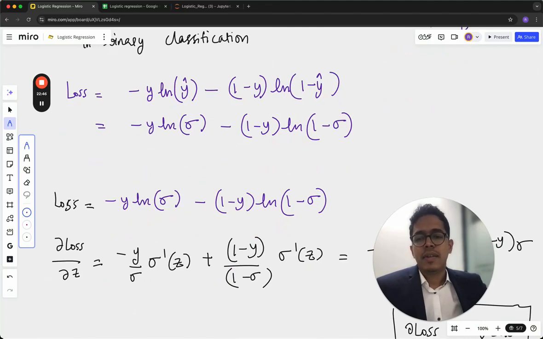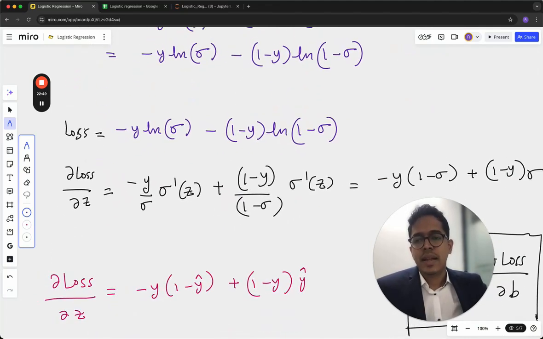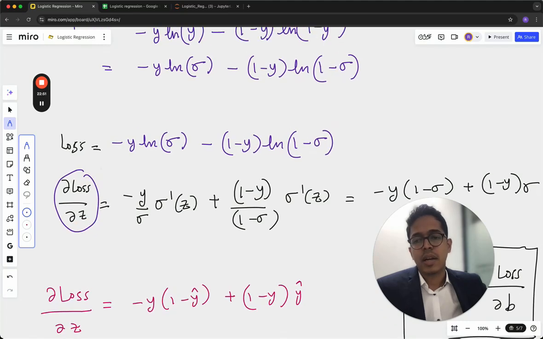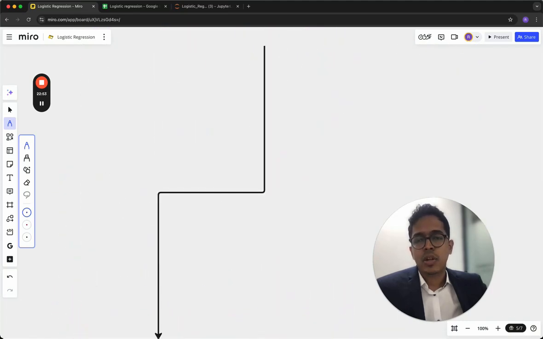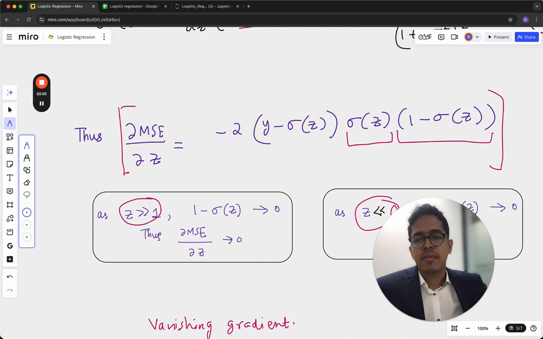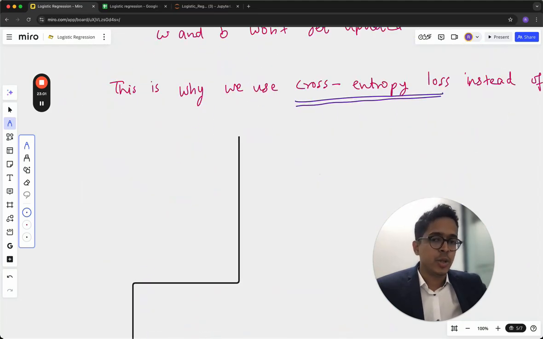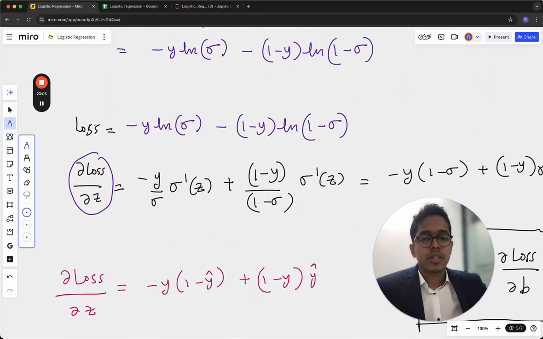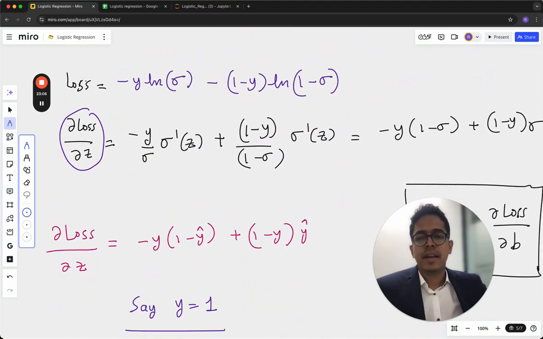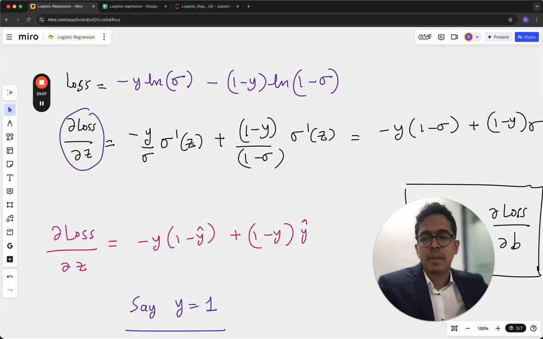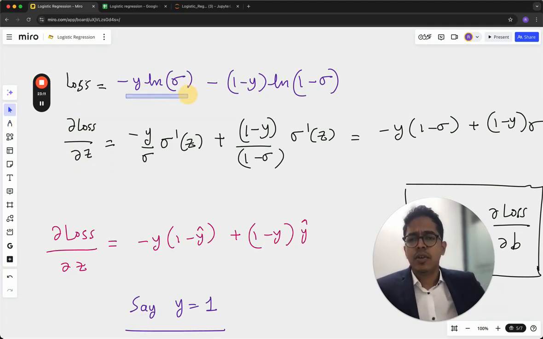Now, once we have the cross entropy loss, let's see how the loss function's derivative looks this time. Previously, we saw that dou loss by dou z, which is also the same as dou mean squared error by dou z, had this format, and it had the vanishing gradient issue. What if we have cross entropy loss? In cross entropy loss, we can easily calculate the mathematical form for this loss. So dou by dou z of this is what?